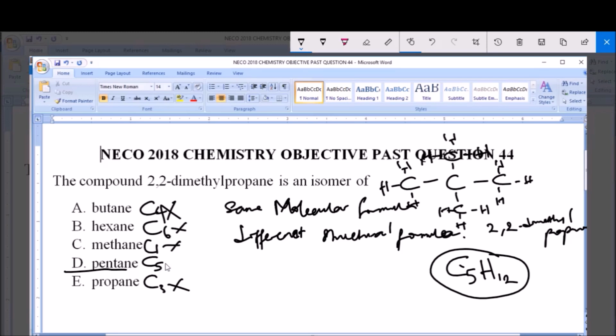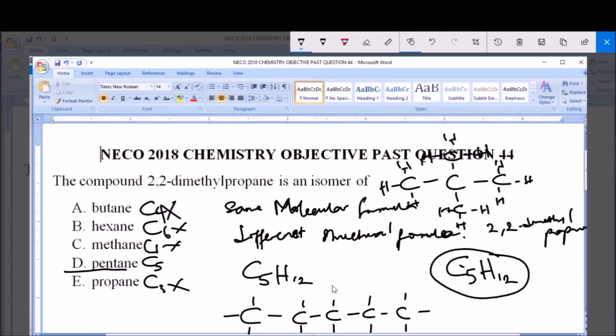So since this is pentane, its molecular formula will be C5H12. Now let's briefly describe the structural formula. The structural formula of pentane, since it is a straight chain hydrocarbon, we have C, 1, 2, 3, 4, 5. Now attaching the hydrogen, we have 1, 2, 3, 4, 5, 6, 7, 8, 9, 10, 11, 12. So you can see that it is complete.